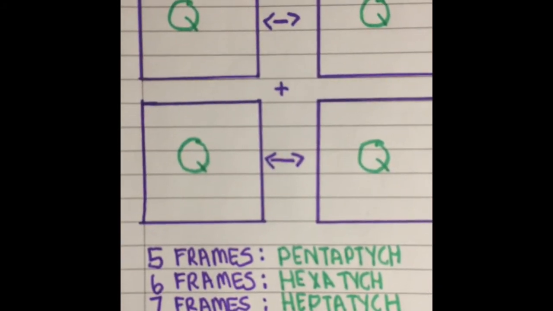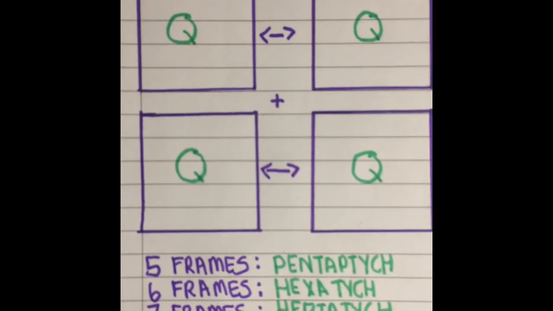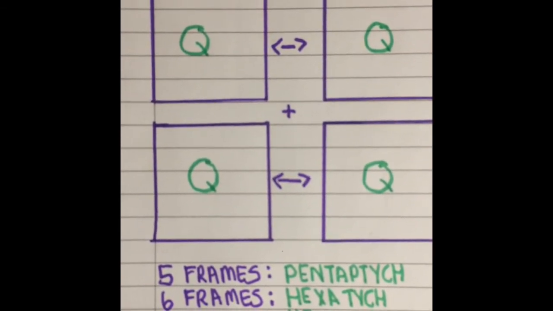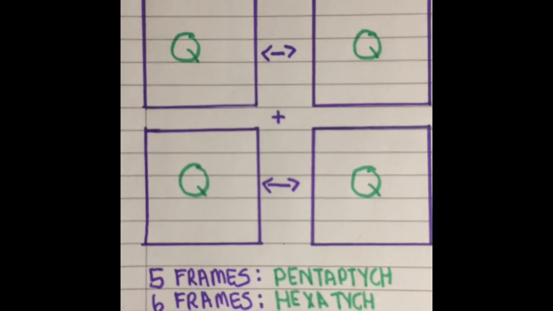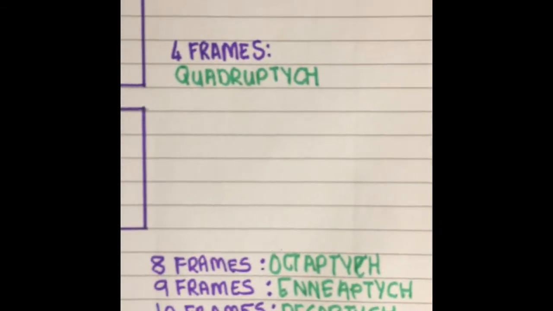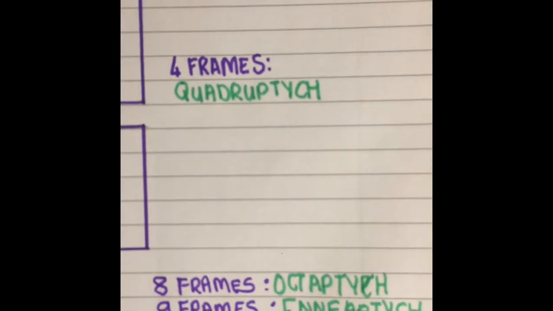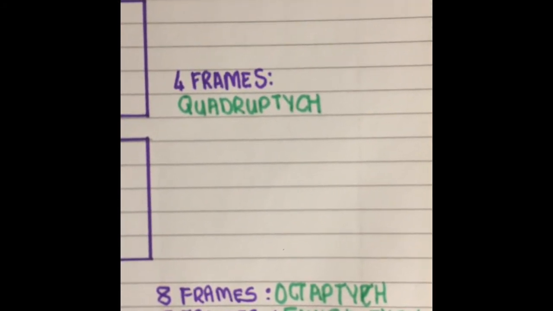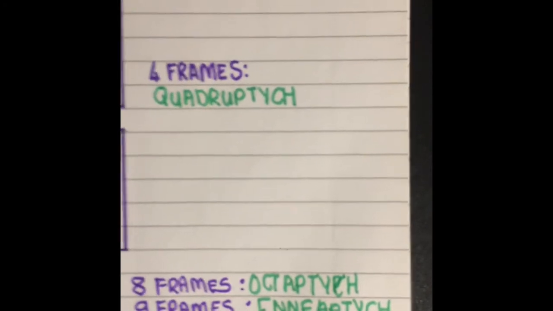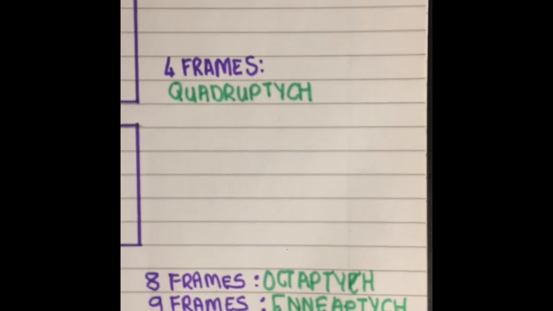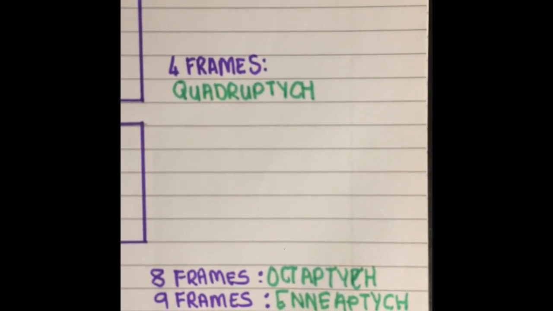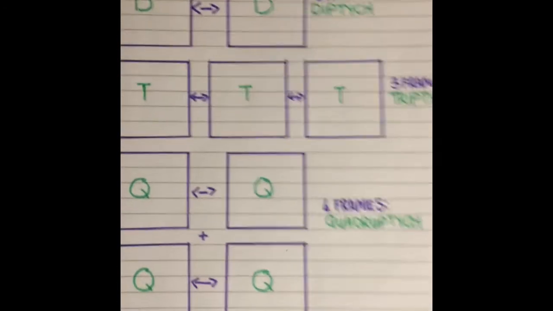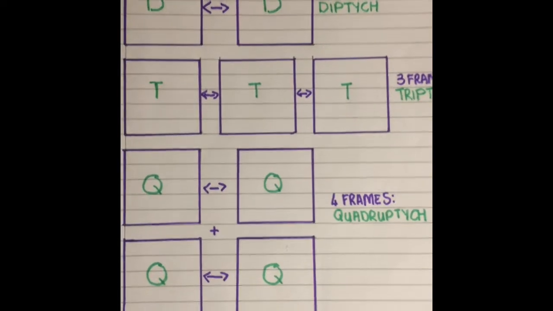Okay, so 5 frames is the pentaptych, 6 frames is hexaptych, 7 frames is heptaptych, 8 frames is octaptych, 9 frames is enneaptych, sorry, the pronunciation is a bit off, and then 10 frames is decaptych. So this is basically what compositional layouts is about.